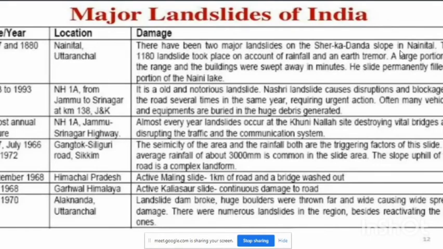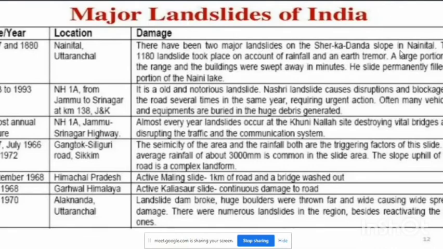Almost annual feature. NH1A Jammu and Srinagar highway. Almost every year, landslide occur at the Kuni Nahla site, destroying vital bridges and disrupting the traffic and the communication system. 1957, July, 1966 and 1972.